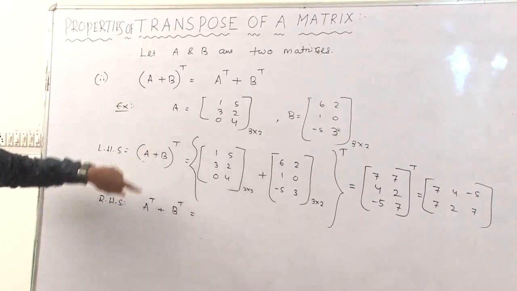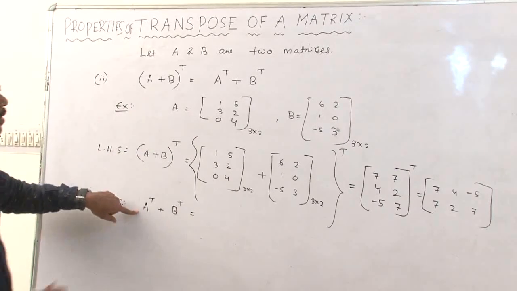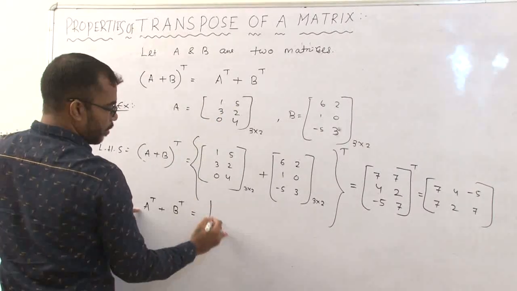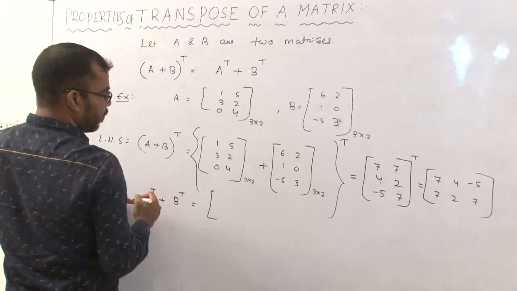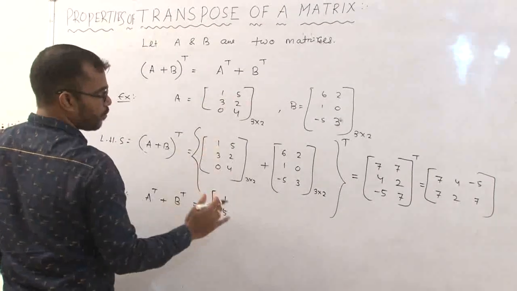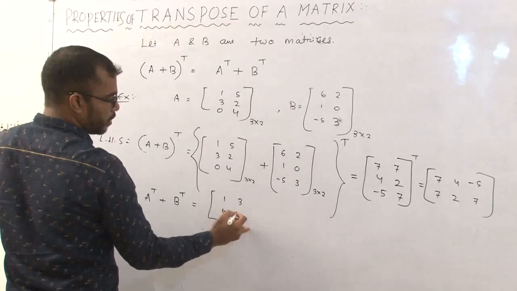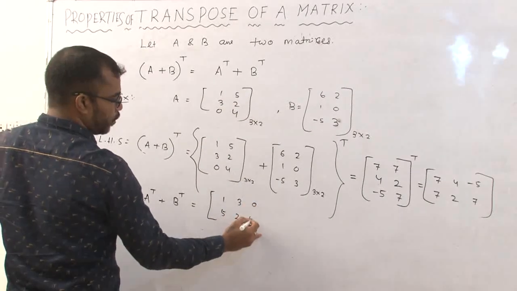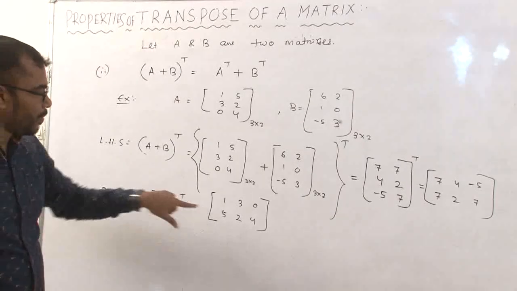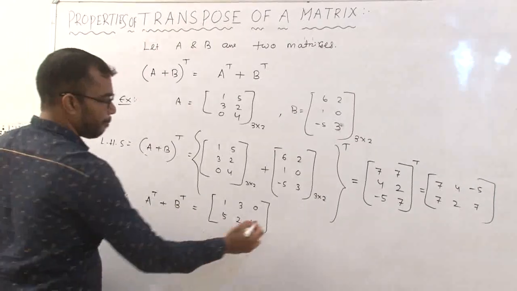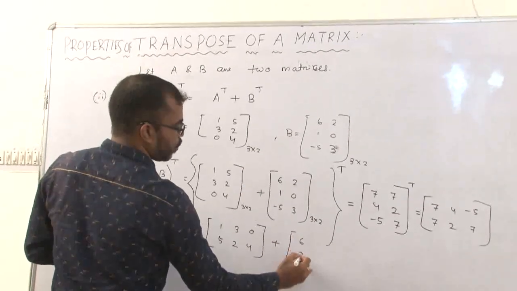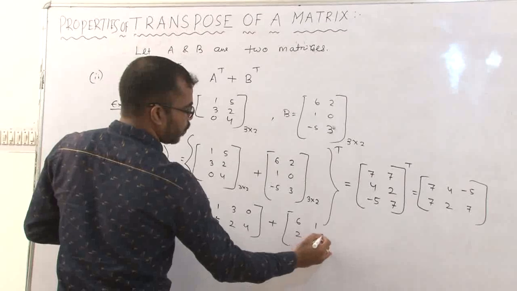So first we calculate the transpose of A. We get 1, 5, the first row changing to the first column, the second row changing to the second column, and 0. This is the transpose of A. Plus, similarly, the transpose of B is 6 in the first column, 1, 0, minus 5.